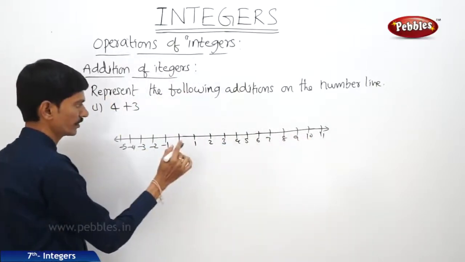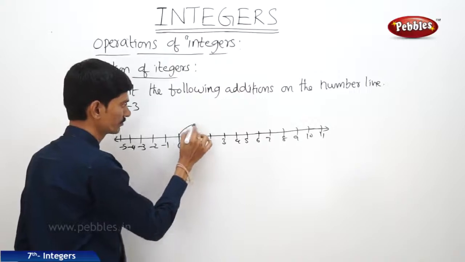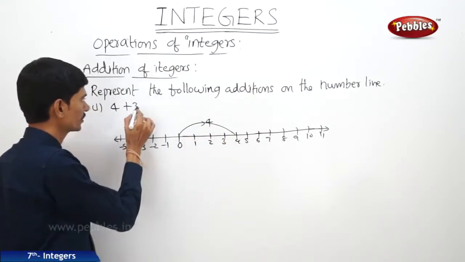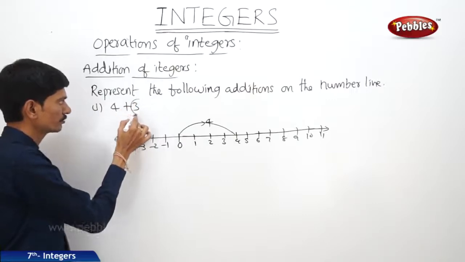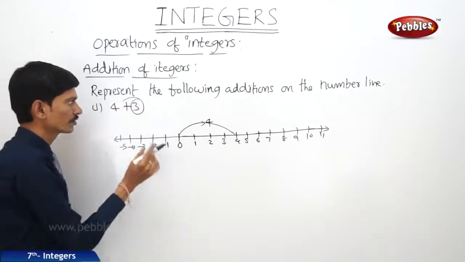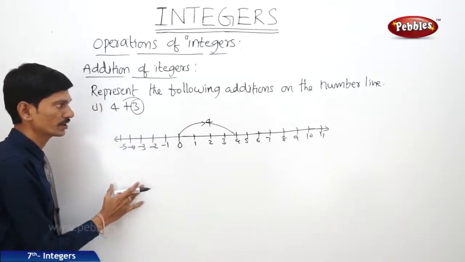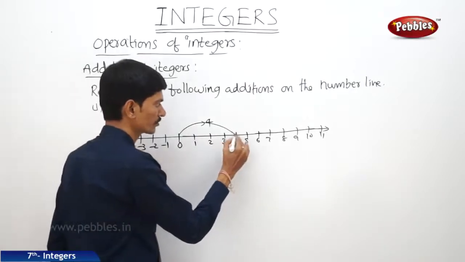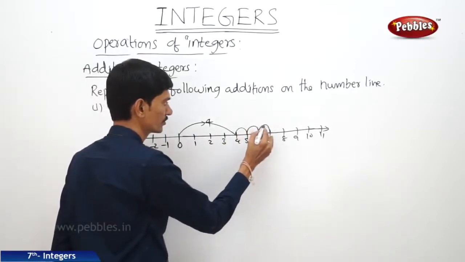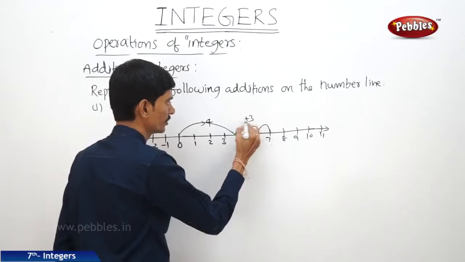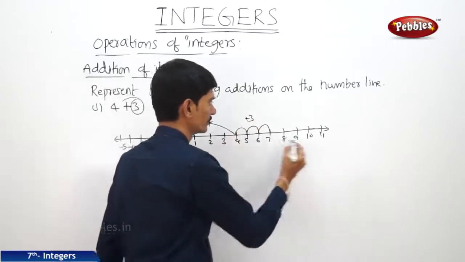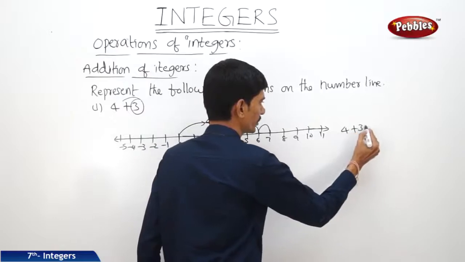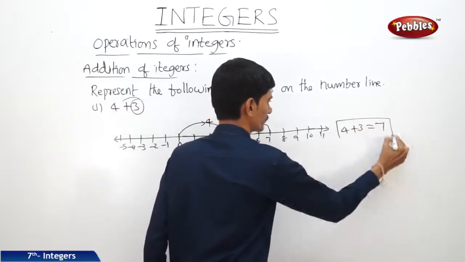Now 4 plus 3, so first we take from 0 to 4, so this is 4, and here plus 3 means a positive integer is added. So when we add a positive integer, we move right on the number line by 3 units. So 1, 2, 3. So this is plus 3. We reach 7. So we can say that 4 plus 3 equals 7.